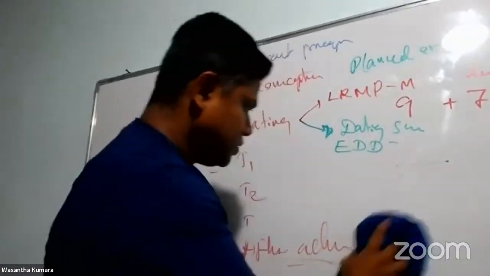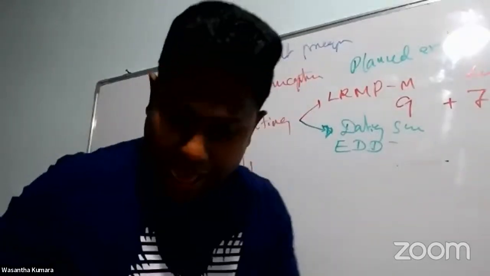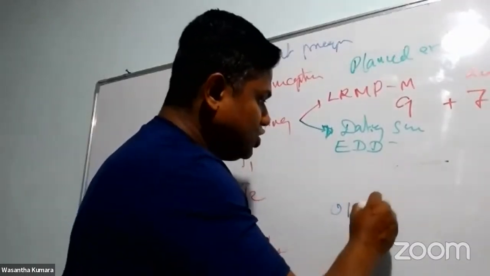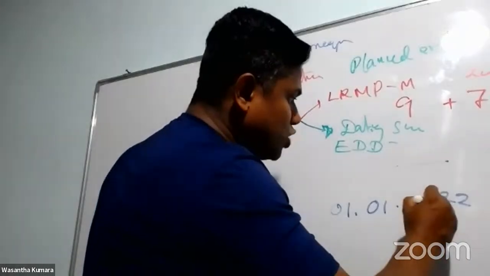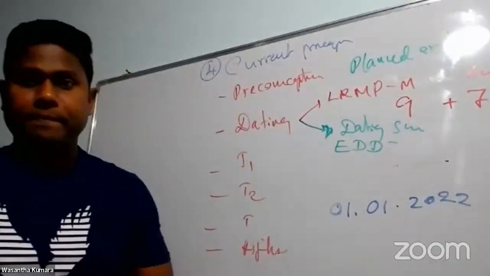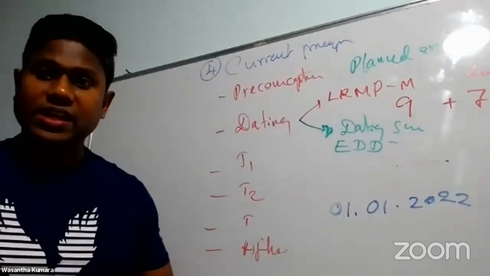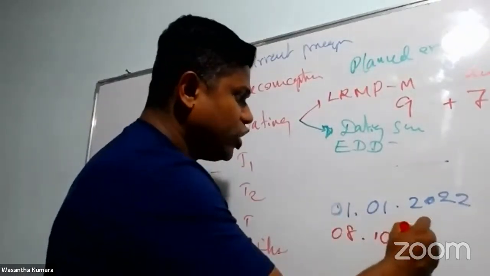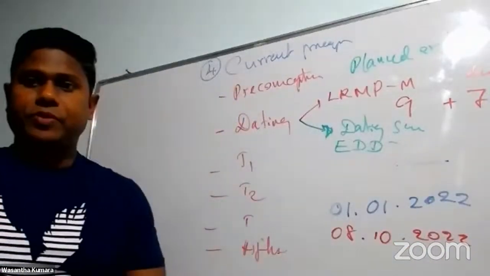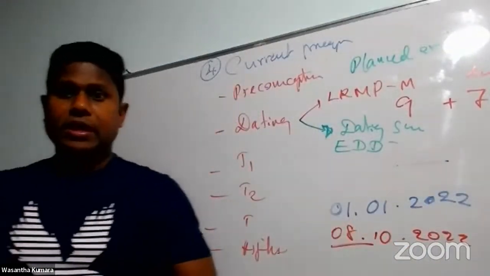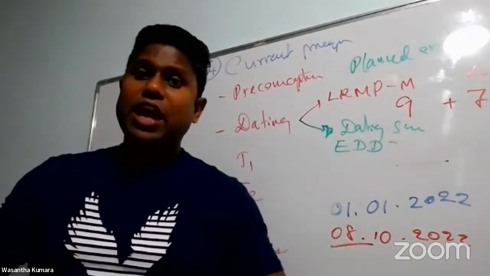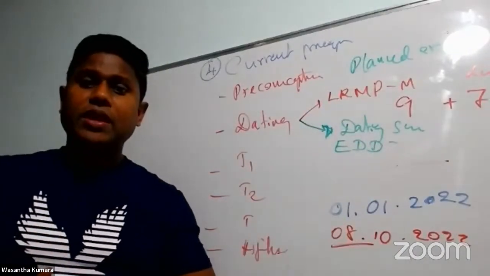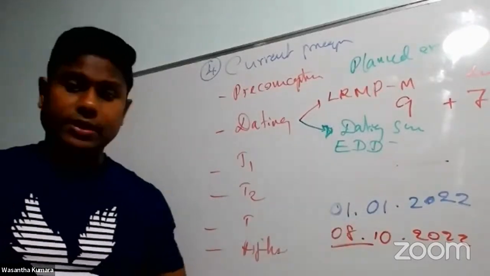For an example, to make it easy, suppose her last menstrual period was 1st January 2022. When should be the expected day of delivery? At 9 months plus 7 days, when you add the months here, it will be October. Adding 7 days here, it will be 8 October 2022. That should be the expected day of delivery. Like that, you add 9 months plus 7 days, and you can ask the patient and double check. If the patient gives almost the same, somewhere closer, then you can see your date is correct.